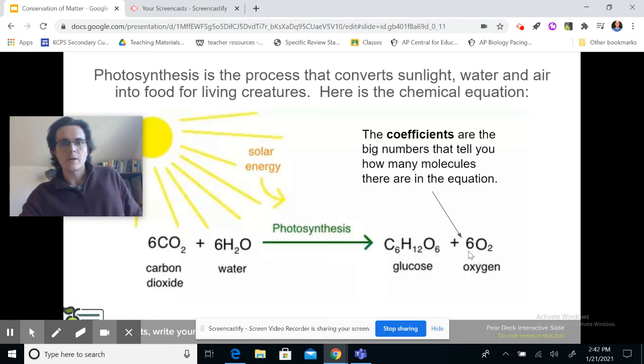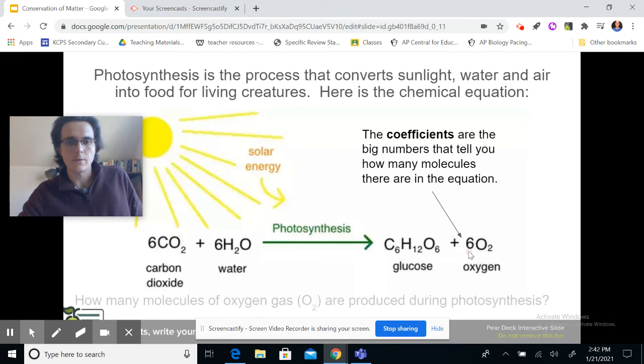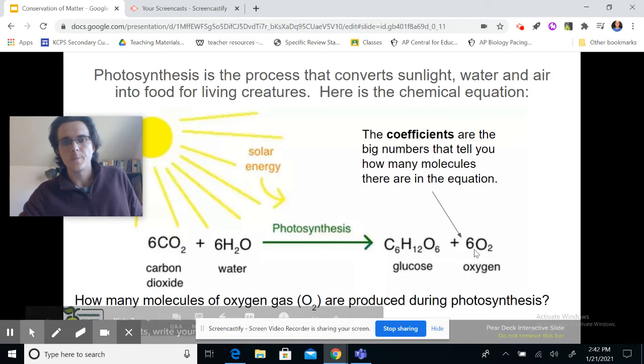The coefficients tell you how many molecules there are in the chemical equation, the number of molecules for each molecule. So how many molecules of oxygen gas are produced during photosynthesis? The answer is 6.